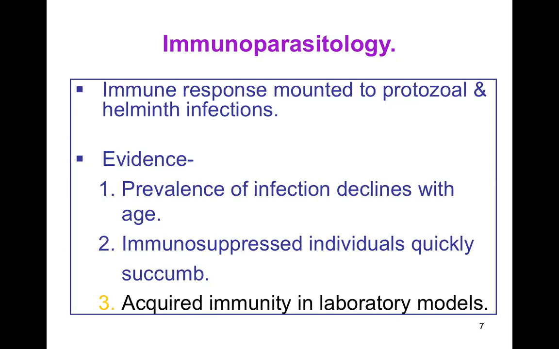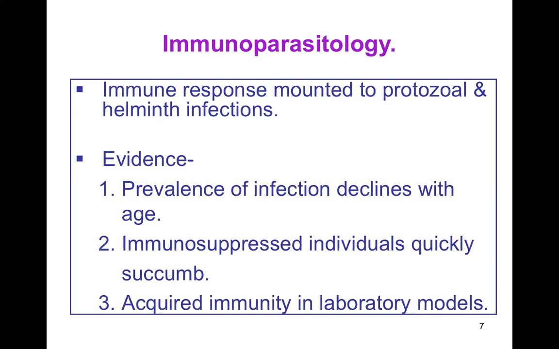And when the immune system is mounted against parasitic infections, we first have to come down to understanding: is there really any evidence of immune response to parasitic infections? Yes, one, you have the prevalence of infection declining with age. So in childhood, children could be much more infected with parasites, but with time your immune system builds up, and at the youthful stage you get much less infection with parasites than children.